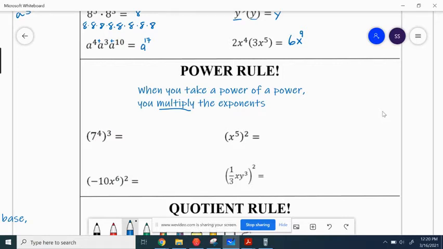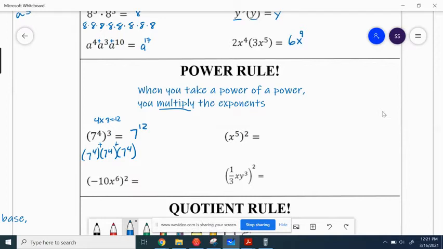We have 7 to the 4th to the 3rd power. So we remember from last week, if we were to expand this out, this is really 7 to the 4th times 7 to the 4th times 7 to the 4th, right? 3 times. Okay, and we know from the product rule that really what I'm doing here is just adding up the exponents. So I have 4 plus 4 plus 4, which is 4, 8, 12. Okay, so we have 7 to the 12th. Well, what's the faster way to do this? To recognize that our exponents here, 4 times 3 would get us 12 a little bit quicker.